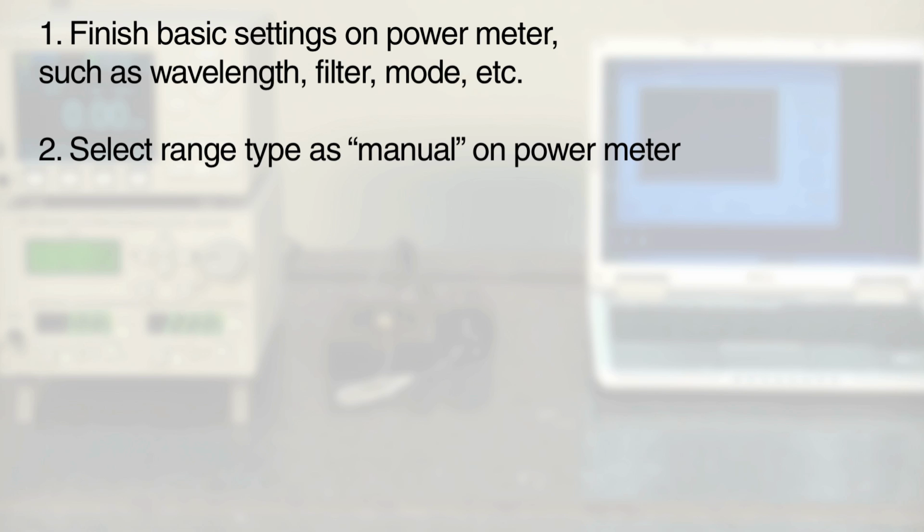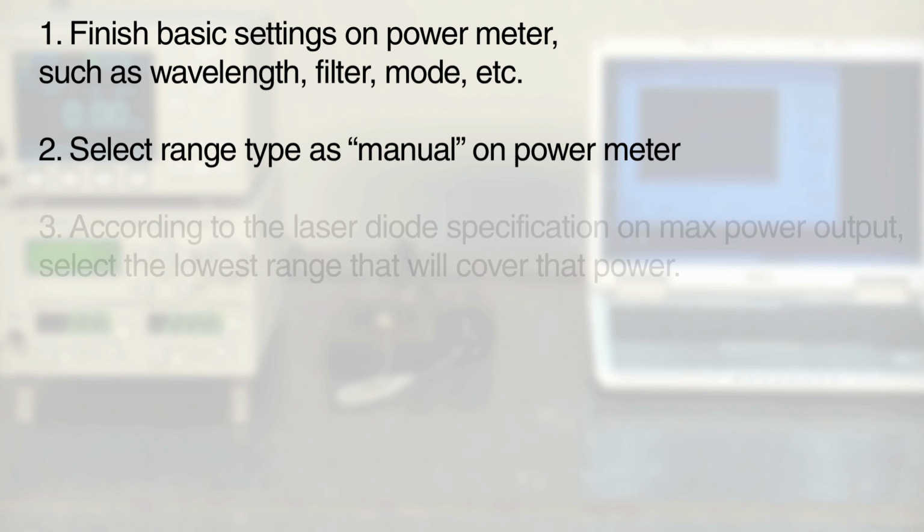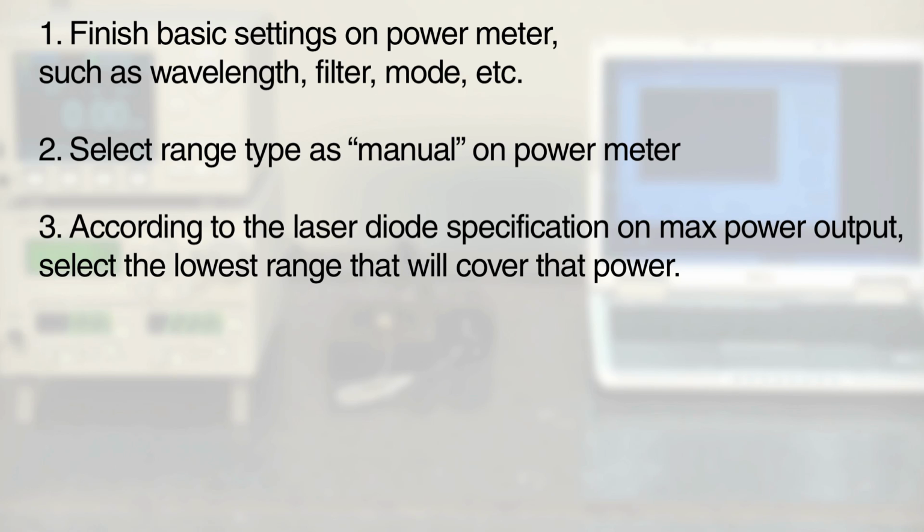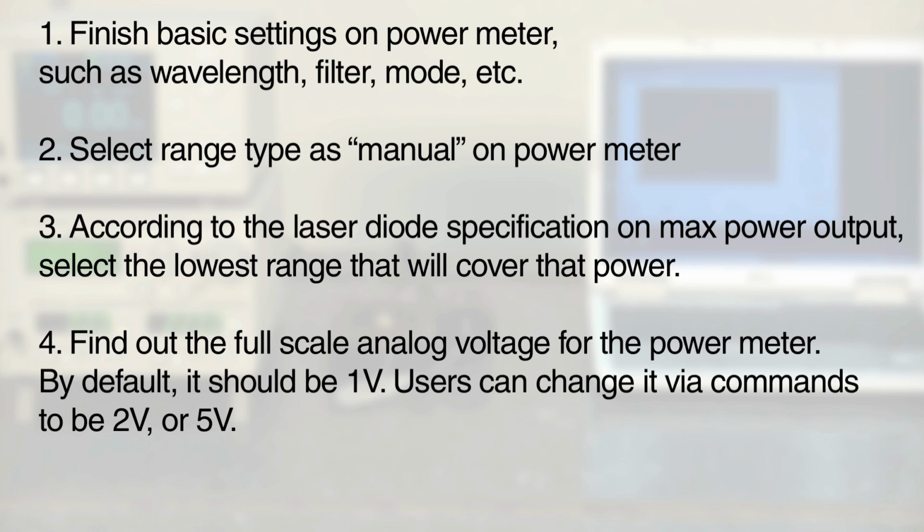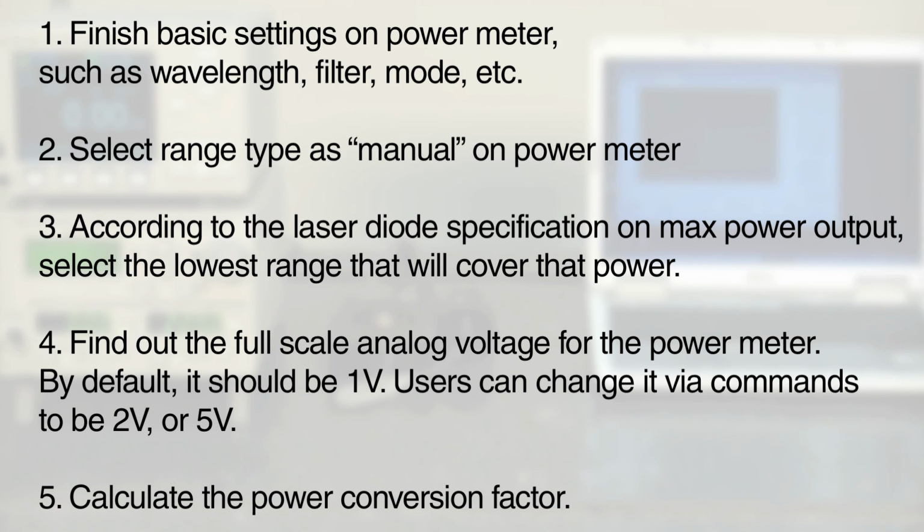Select range type as manual on the power meter. According to the laser diode specifications on maximum power output, select the lowest range that will cover that power. Find out the full-scale analog voltage for the power meter. By default, it should be 1 volt. You can change it via commands to be 2 volts or 5 volts. Calculate the power conversion factor.